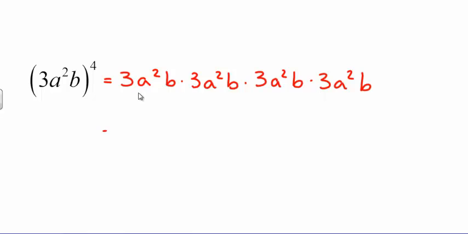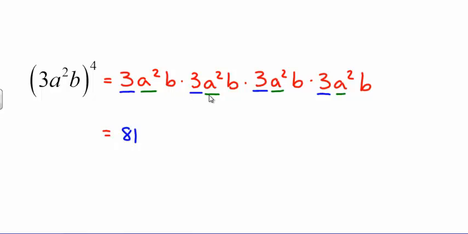First, we're going to start with our 3's. We have 1, 2, 3, 4, and they're all being multiplied. So 3 times 3 is 9. We have another 3 times 3, which is 9. Together, 9 times 9 makes our answer of 81.